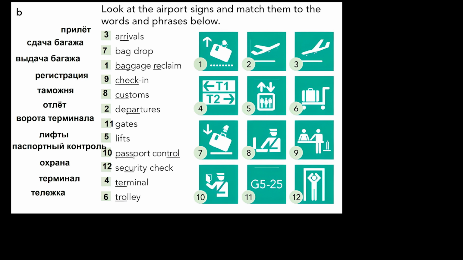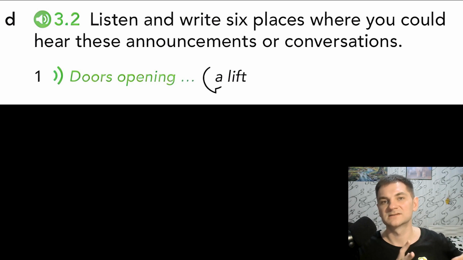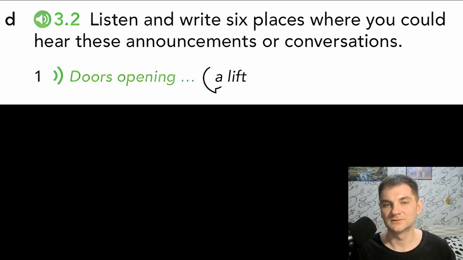Part D. Listen and write 6 places where you could hear these announcements or conversations. I can see number 1, doors opening. It's a lift, something like that. And look, it isn't an easy task, but a good one. Try to use context to identify a place at an airport. Keywords and sound effects will help you. Do it, then check it.